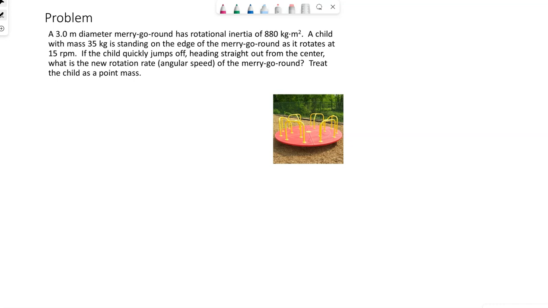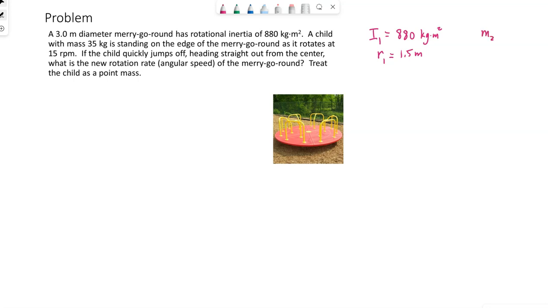So I have a picture of a merry-go-round here in case you don't remember what it is or don't know what it is. They're not very common on playgrounds anymore, which is sad. Anyway, we have two objects that we're dealing with here. We have our merry-go-round. I'm going to just call that object 1. We're told that the rotational inertia, which means moment of inertia, of this merry-go-round is 880 kilogram meter squared. We're also told the diameter is 3, which means the radius is half of that, 1.5.